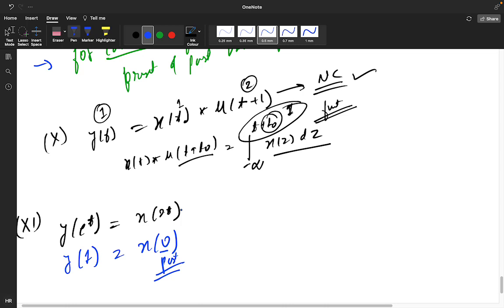But if you put t equal to minus infinity, what will happen? y has e^(minus infinity), which is 0, and x of minus infinity will come. So this is present and past, where past is minus infinity.